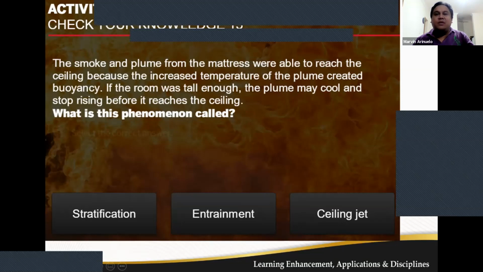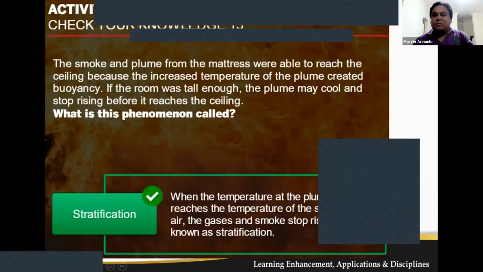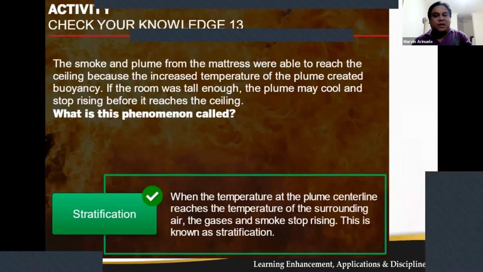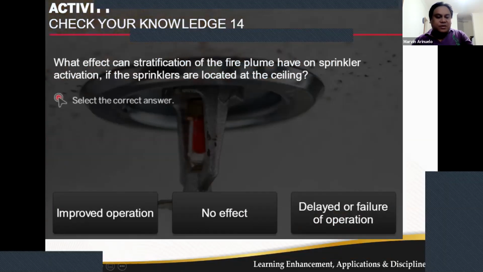Okay, so Mr. Brian, you're correct. I think Mr. Brian is ready now to take your CFPS exam. When the temperature at the plume center line reaches the temperature of the surrounding air, the gas and smoke stop rising. This is known as stratification. So Mr. Norman, you're also correct. Another question.